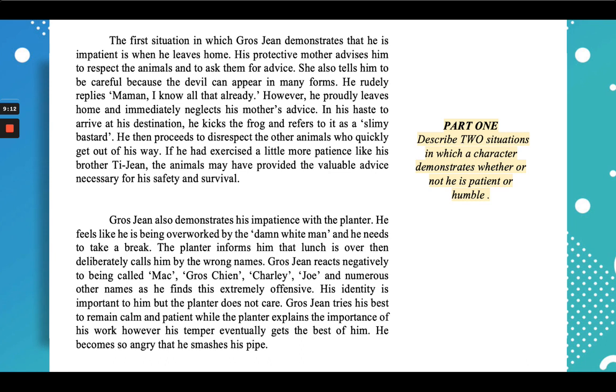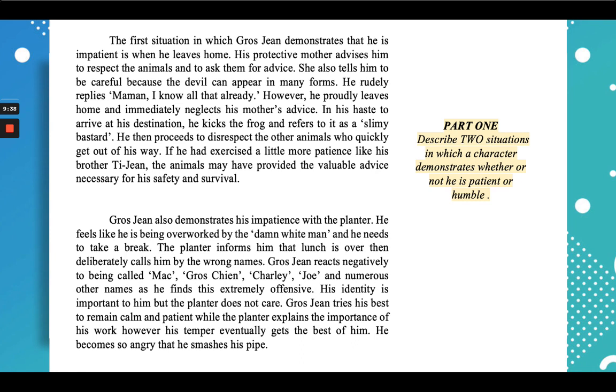In his haste to arrive at his destination, he kicks the frog and refers to it as a slimy bastard. He then proceeds to disrespect the other animals, who quickly get out of his way. If he had exercised a little more patience like his brother Teja, the animals may have provided the valuable advice necessary for his safety and survival. So that is the first situation.